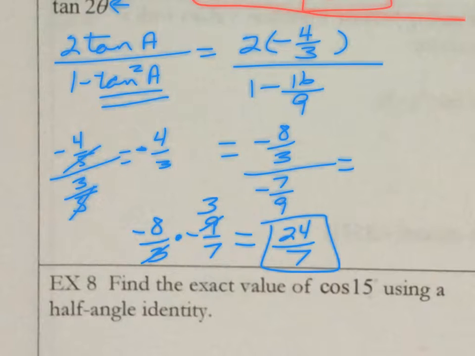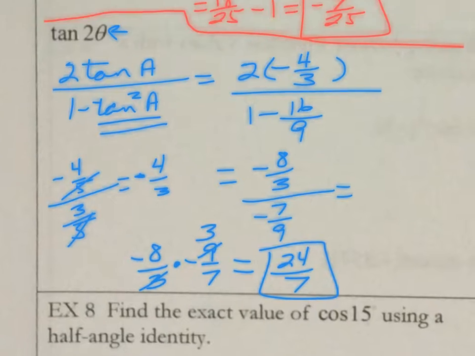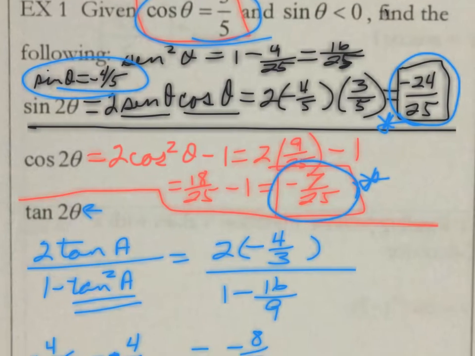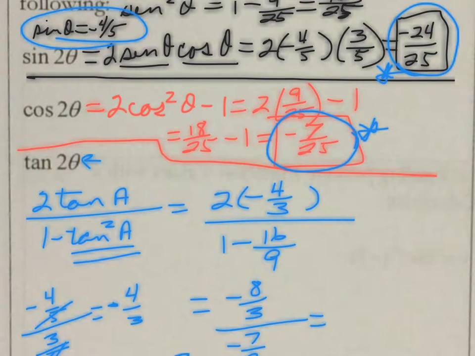Okay. By the way, there's another way we could have gotten that. We had sine of 2 theta figured here and cosine of 2 theta figured there, so tangent of 2 theta would have just been sine over cosine, and that would have been a little quicker actually, but it wouldn't have allowed us to practice the double angle identity for tangent.